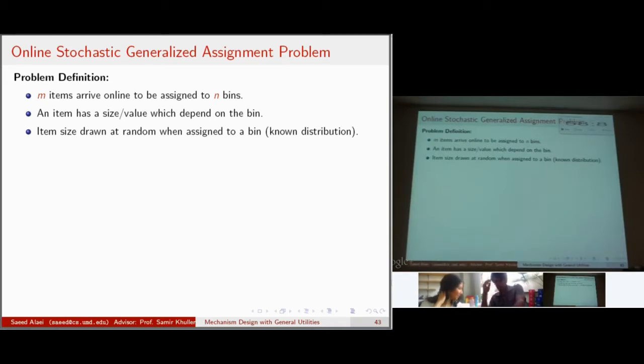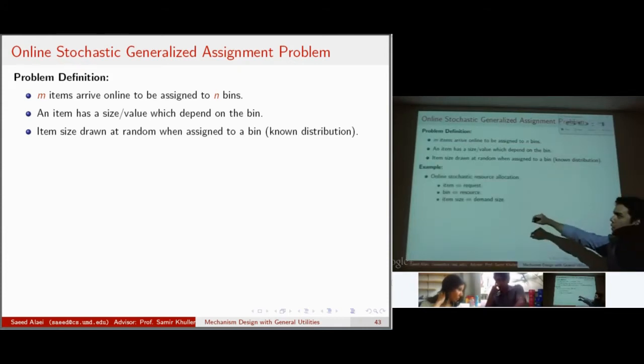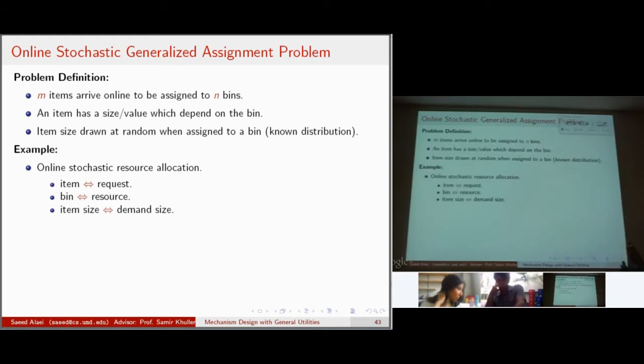Let's say you have m items that arrive online, and you want to assign them to a bunch of bins, and each item has a size and value which depend on the bin. But the size of an item is only drawn after it's placed in a bin. And you want to maximize the total value of the assignment. Here is an example of something that fits in this framework. Let's say there is a sequence of requests that arrive online for some resource, where each bin corresponds to a resource and the items correspond to the requests.